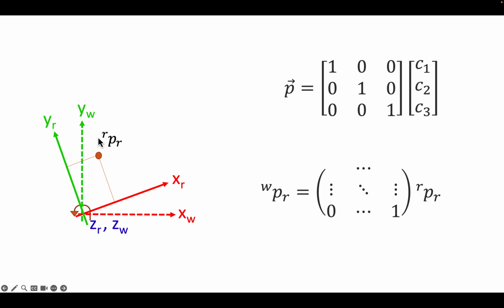Now, using the concept of a rotation matrix, I'm interested in some kind of mechanism that allows me to multiply the point in the robot coordinate system and get the point in the world coordinate system.